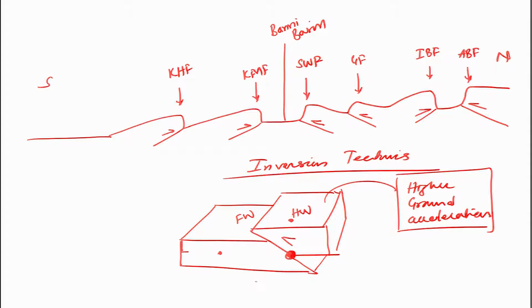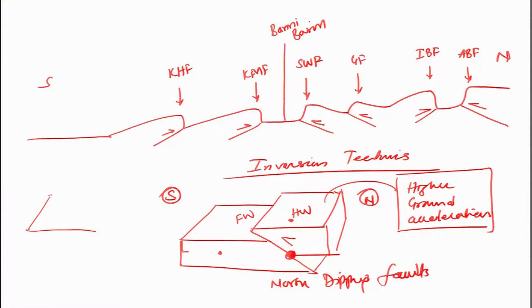So, for example, if we take this as your north and this as your south, then this is the scenario with the north dipping faults. But the scenario will be different for the south dipping faults.